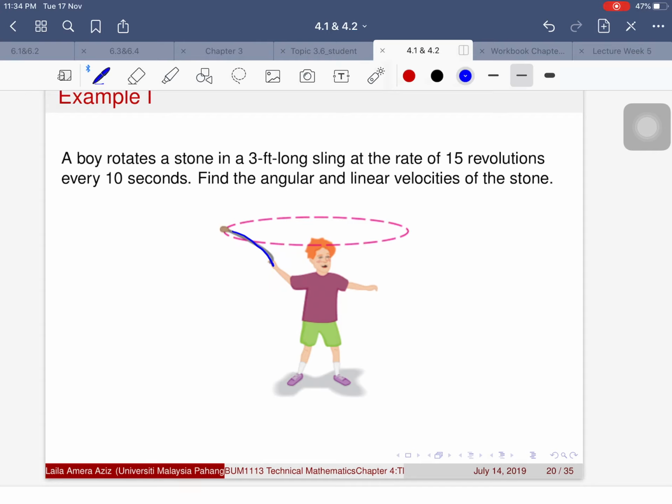Okay, what information do we have here? It says the boy rotates a stone in a 3-foot long sling. This 3-foot long sling actually represents the radius. This is going to be the center. So here the radius is 3 feet long, and that is the unit. And it says at the rate of 15 revolutions every 10 seconds. What does 15 revolutions mean? A revolution actually means one complete circle.